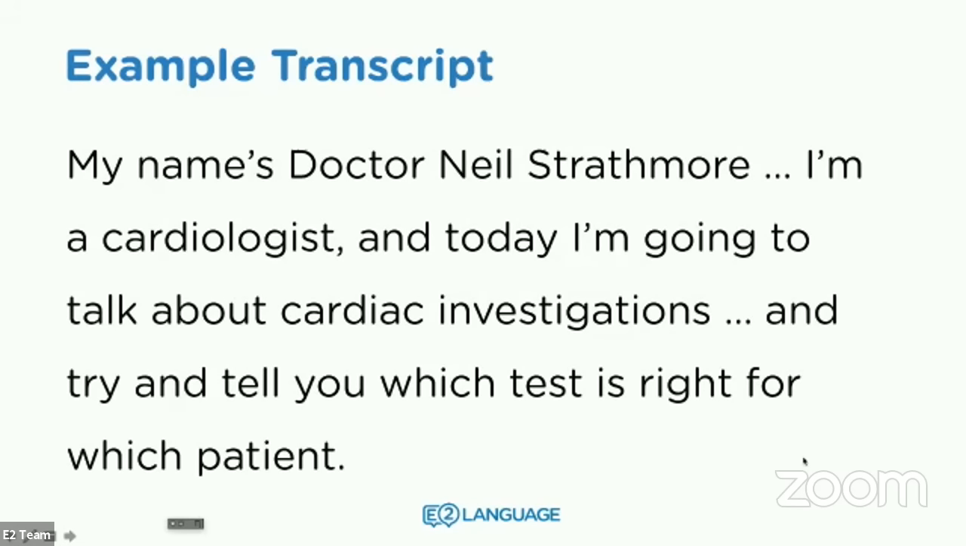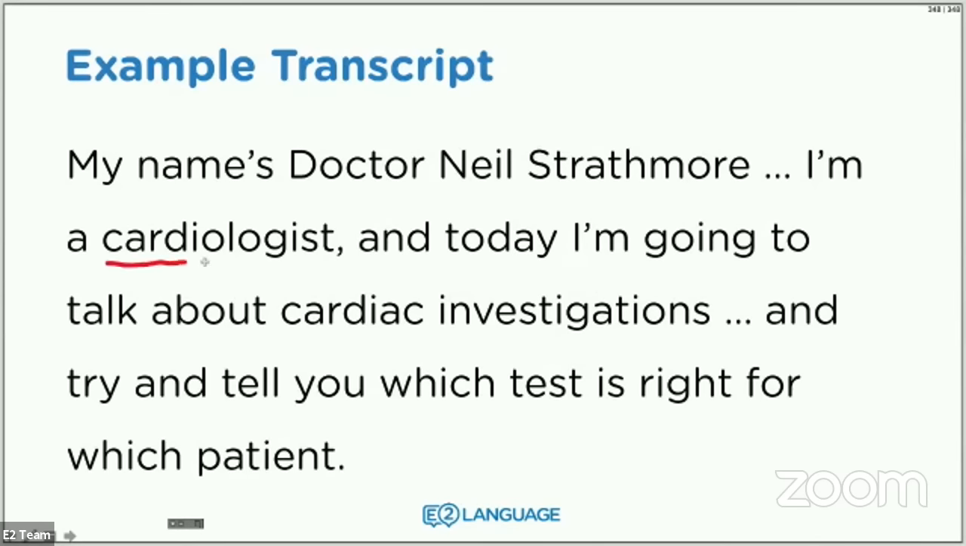My name's Dr. Neil Strathmore, and I'm a cardiologist. And today I'm going to talk about cardiac investigations and try and tell you which test is right for which patient.